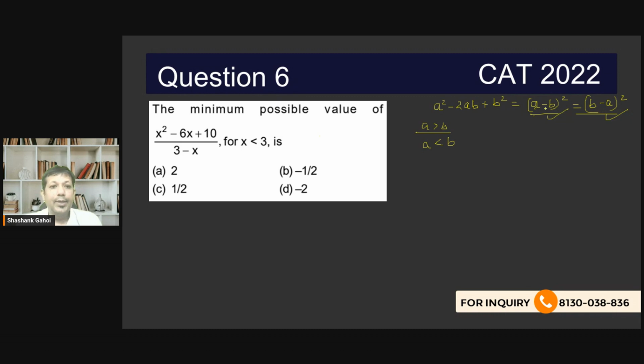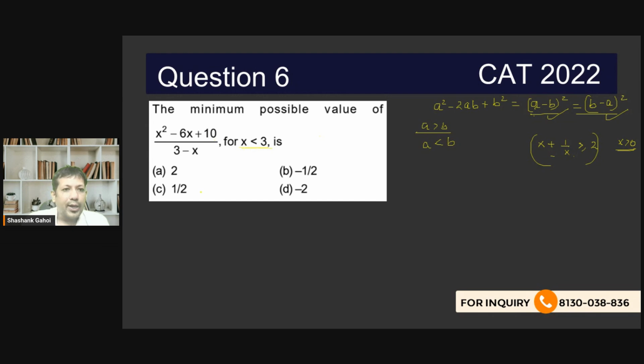Now x is less than 3. I'll come to that. Now the second concept that we are going to use is that x plus 1 upon x is always greater than or equal to 0 if x is positive. This is something that we need to know. The smallest value of x plus 1 upon x is always going to be 2 only.